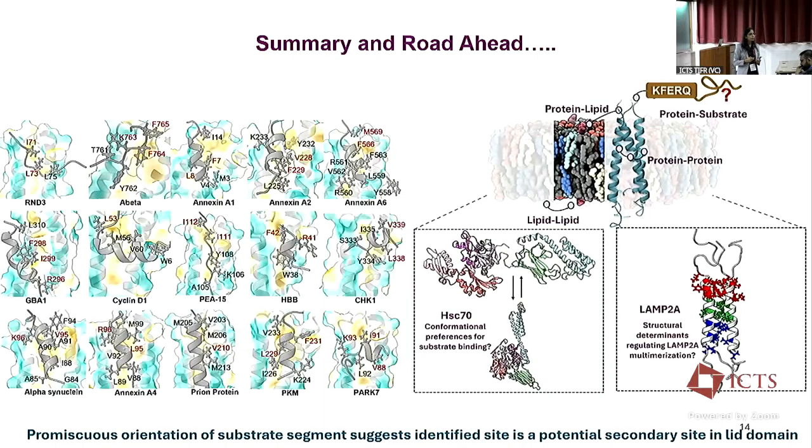To conclude, we have done 2 studies: HSC70, conformational preferences for binding site, and for LAMP2A, what are the structural determinants regulating LAMP2A multimerization.